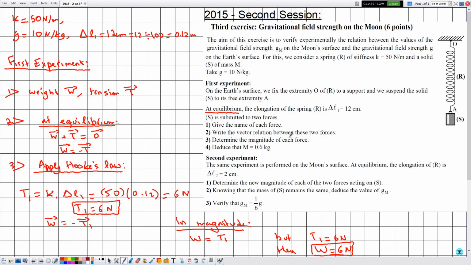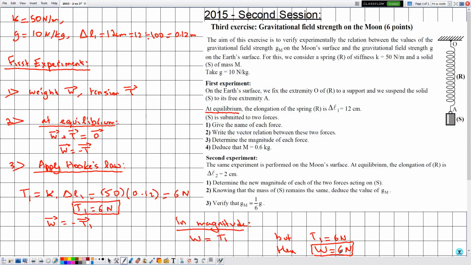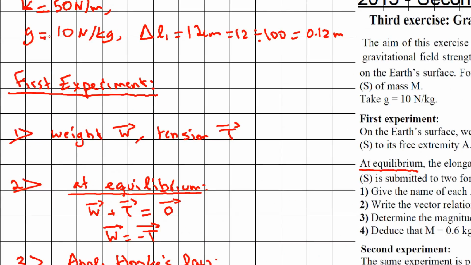And now in number 4 they are telling me to deduce that m is equal to 0.6 kilograms, and deduce means that we need to use the part just previously before. In part 3 we have determined the magnitude of the weight, which is given by 6, and we know that the value of g is given by 10.